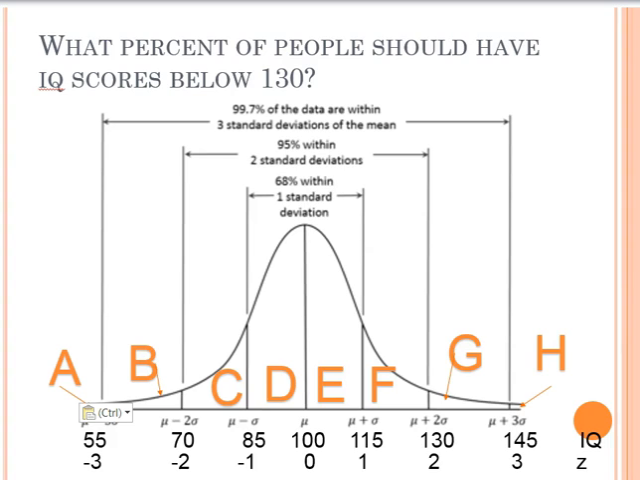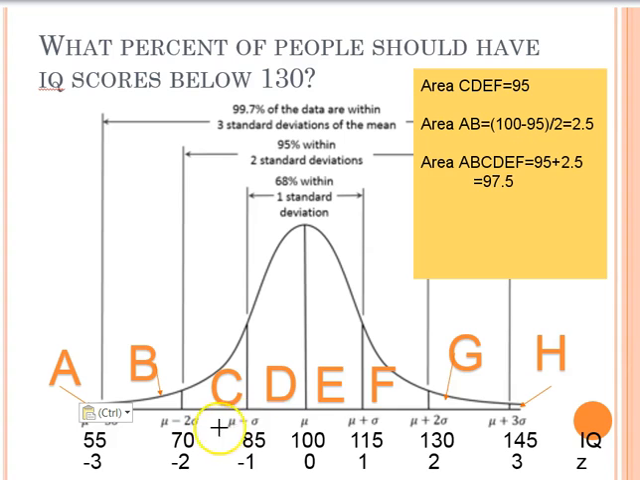Now, there are multiple ways to solve a problem like this. I'm just going to show you one method. If your method still comes up with the correct answer, then you should stick with your method. What I'm going to do first is try to find the area between 2 standard deviations because 130 is exactly 2 standard deviations away. So the area within 2 standard deviations is area C, D, E, and F. And we know that's 95% of the data, or the percent of people fall within 2 standard deviations.